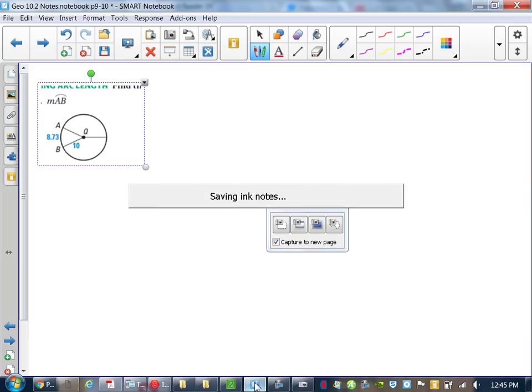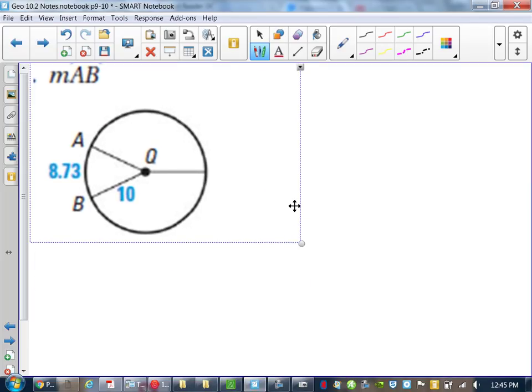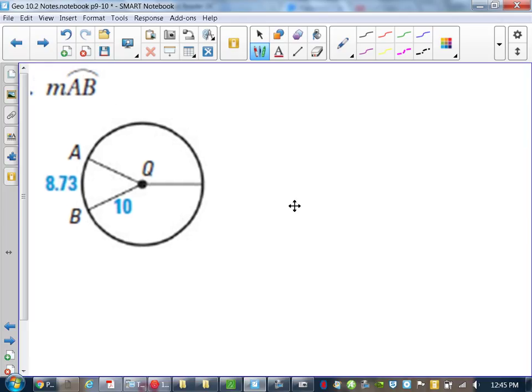Okay. Let's set it up the same way. So in 21, they're asking you to find the arc. They're trying to find the measure of the arc. Ladies and gentlemen, they're asking you to find the measure of the arc. Measure of the arc is the same thing as the measure of the central angle. So we need to find the central angle of AB. So we go through and write it out.